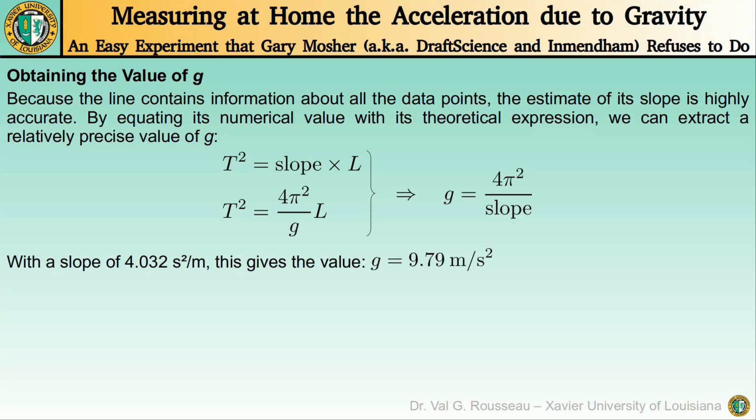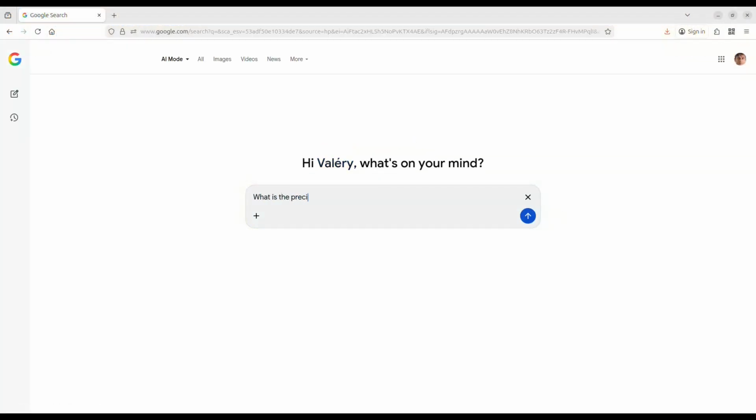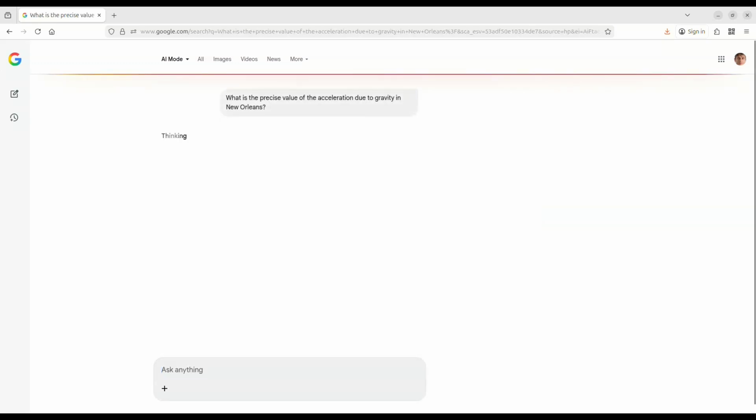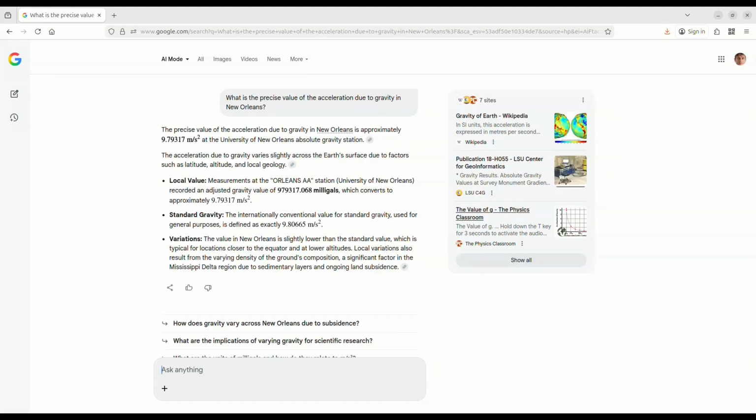It turns out that the experiment was done in New Orleans, so let us ask Google a question. There you go. Our value matches with the precise value of 9.79317 meters per second squared that was measured at the University of New Orleans with a technology far more advanced than a simple pendulum.